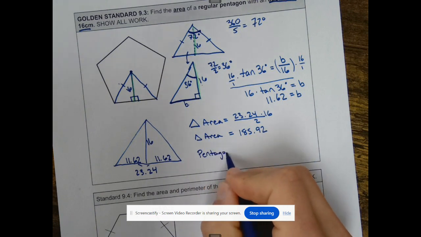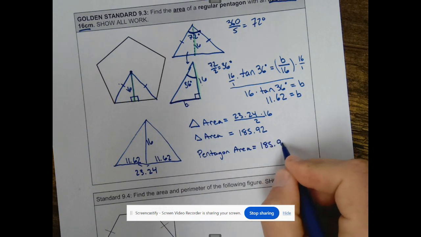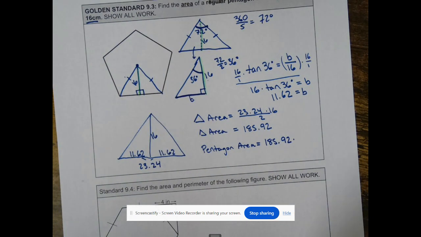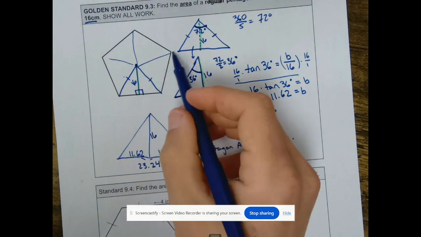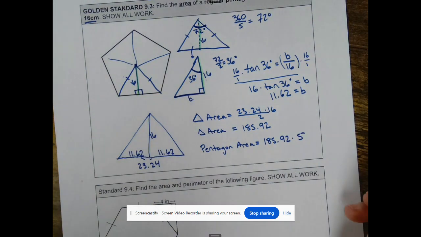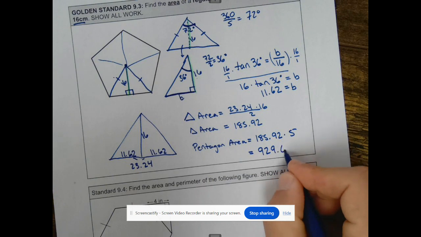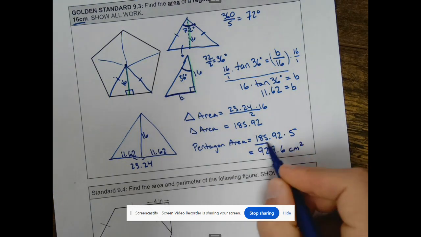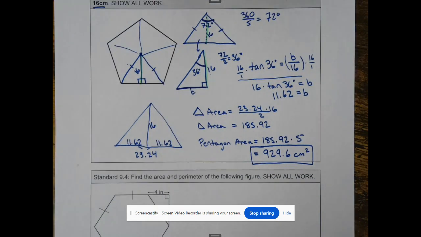So my pentagon area equals my triangle area, 185.92, times how many triangles there are. 1, 2, 3, 4, 5. So I multiply my one triangle by 5 to give us a total of 929.6 centimeters squared. That is our golden standard. It's a lot of steps, I know. But take it one step at a time and think carefully about where each number belongs. What are you doing? Why are you doing it?